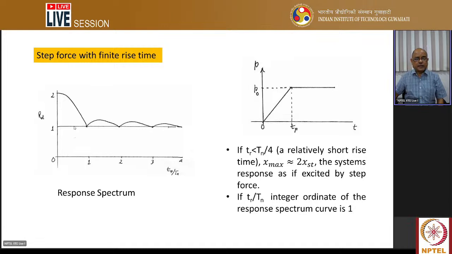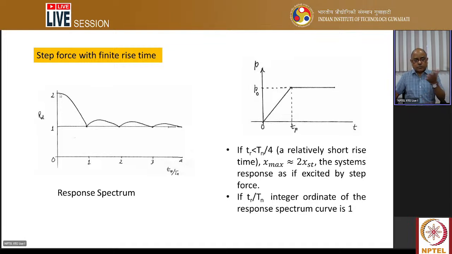Tr by Tn is less than 0.25. You can see it is approximately 2, so that is 2 times the static displacement. RD is nothing but a ratio of maximum dynamic displacement to the static displacement. It is the non-dimensional parameter. So here you get this approximately 2.